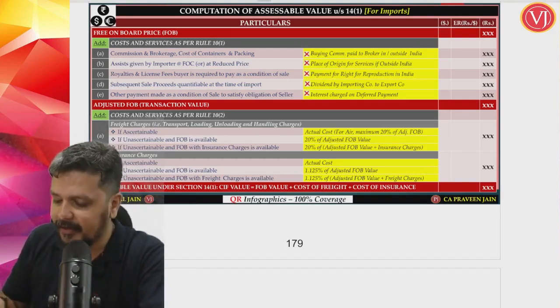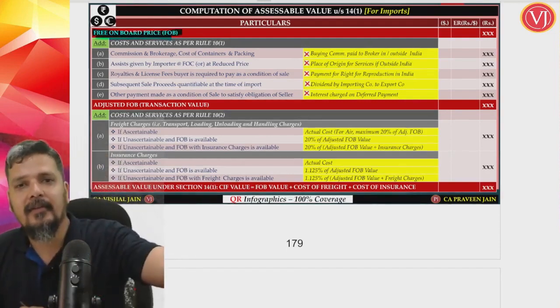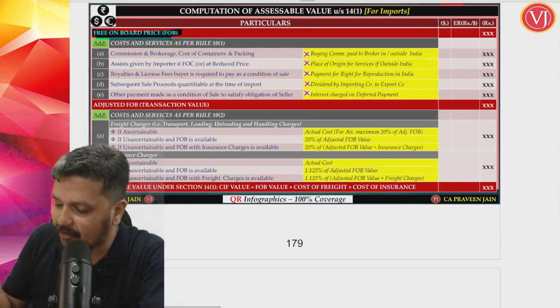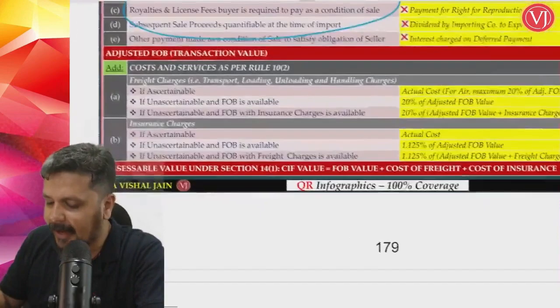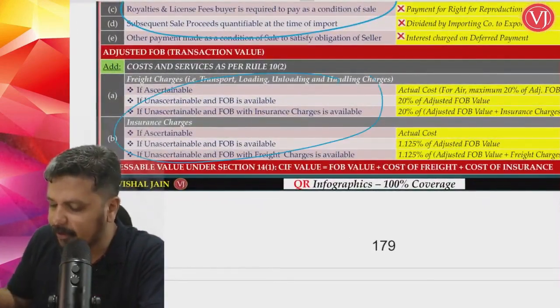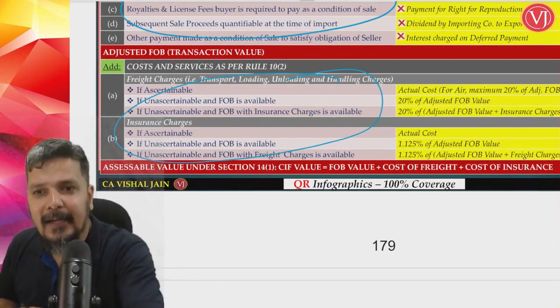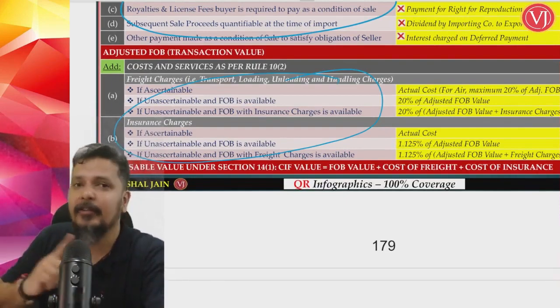What is the first thing? You will be adding your FOB price. That is the exporter's price, the exporter of USA's price. Then add the 5 additions of 10.1 which you have discussed in totality. Then add the 2 additions of 10.2. Sequence should not be changed. It is FOB plus 10.1 then plus 10.2. Why? You'll understand now.